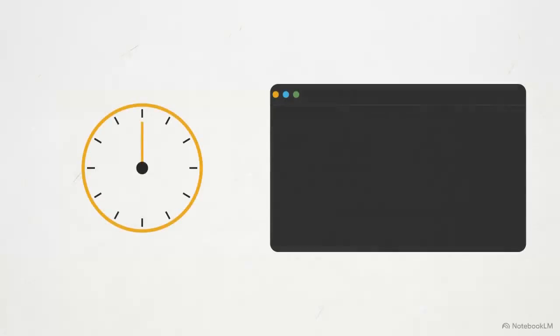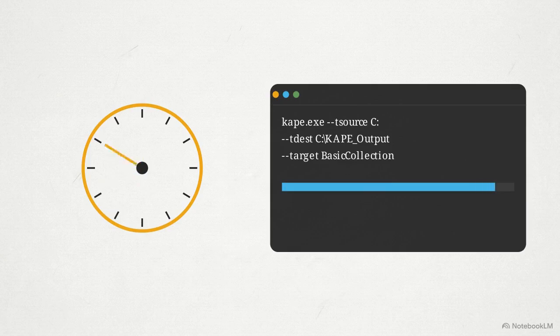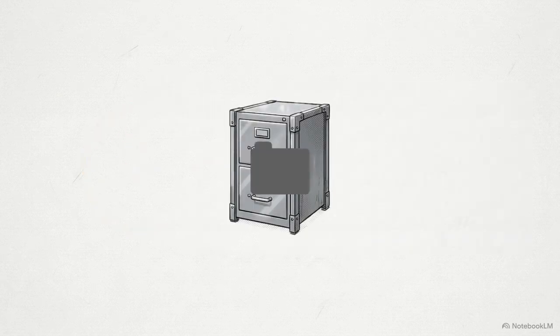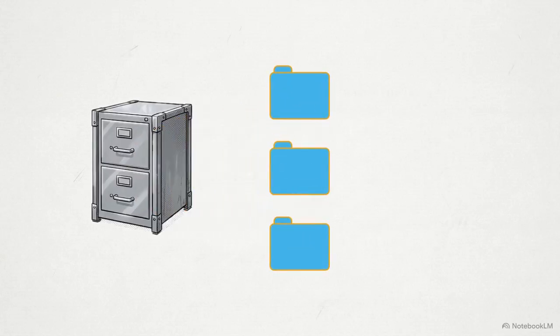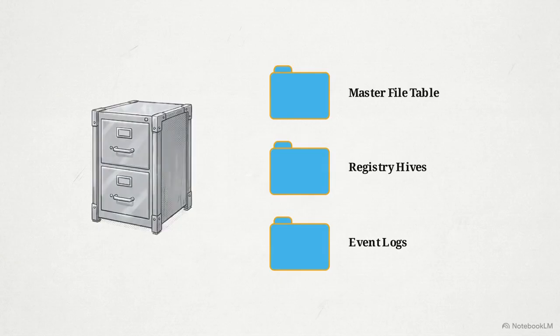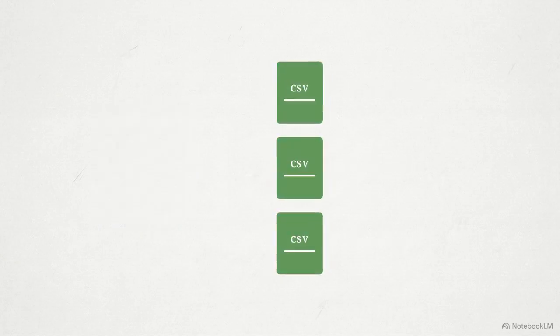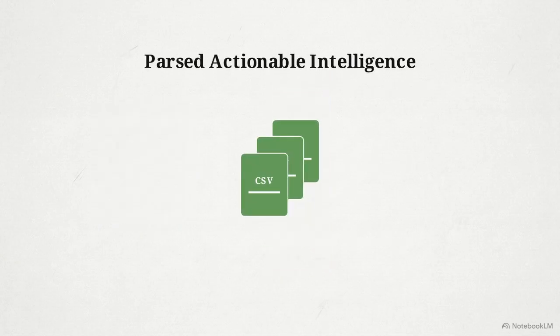In a live incident, you may not have time for a full disk image. When speed is the priority, we use CAPE. This tool is designed for rapid triage, allowing us to collect and parse forensic artifacts in minutes. CAPE skips bulk user data and targets high-value artifacts like the master file table, registry hives, and event logs. This provides immediate intelligence for containing a threat when every second counts.